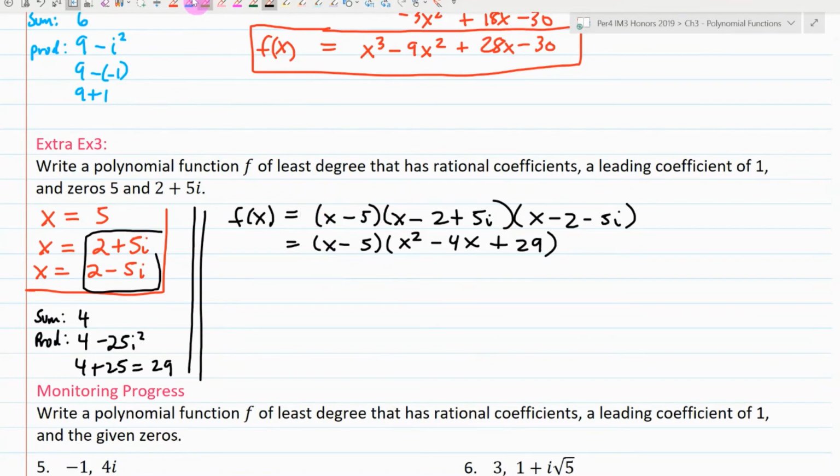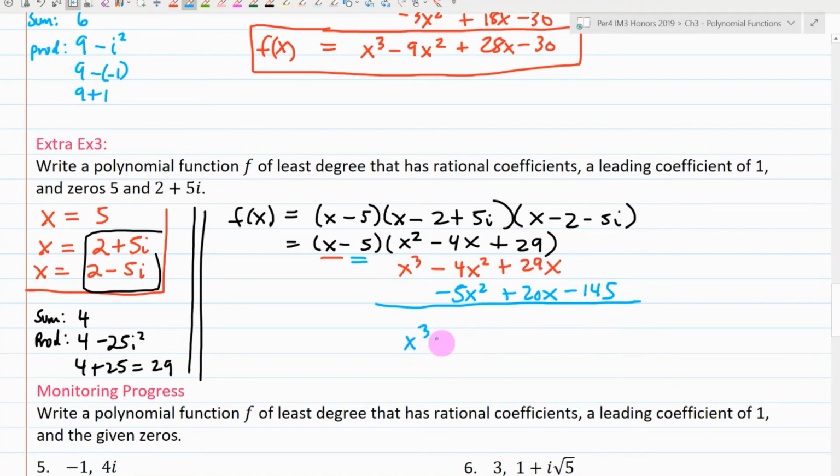All right, so now we're just going to finish this up. x times all of this, x to the third minus 4x squared plus 29x. And negative 5 times all three of these. So negative 5 times the first one, just keep track. Negative 5 times the second one, plus 20x, and negative 5 times the last one, which is negative 145. Adding all these together, x to the third minus 9x squared plus 49x minus 145, and then we have an f of x in front.